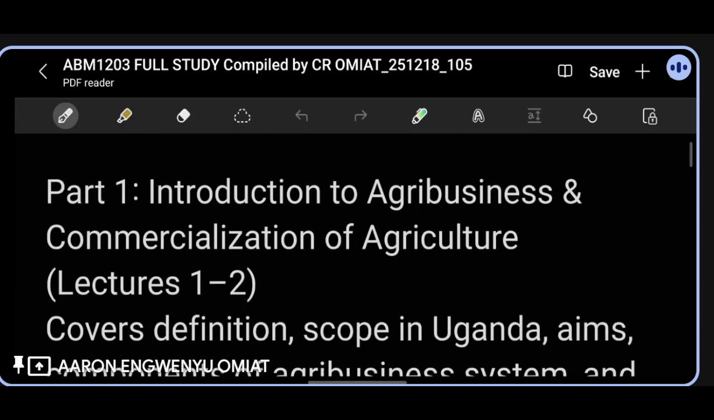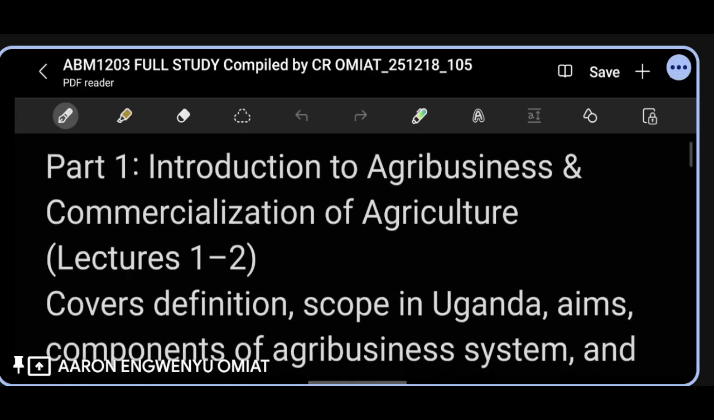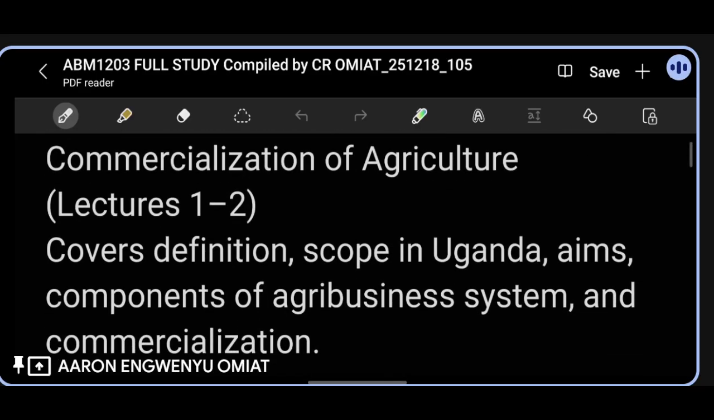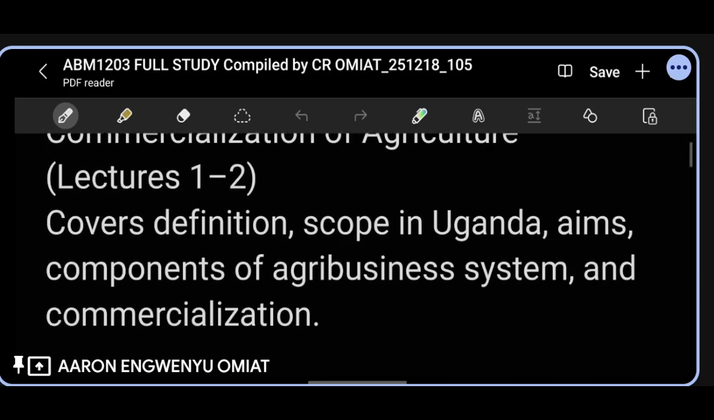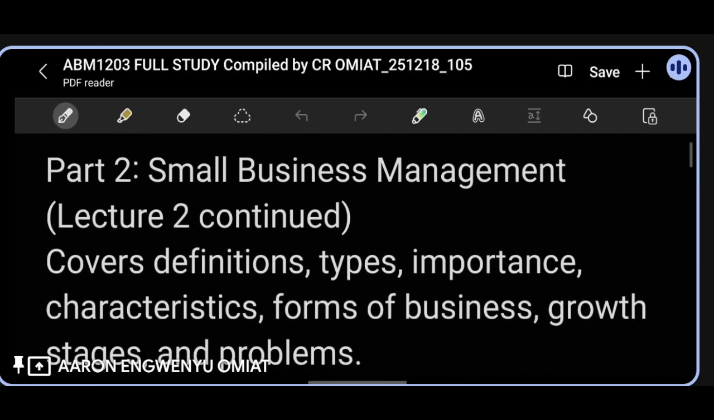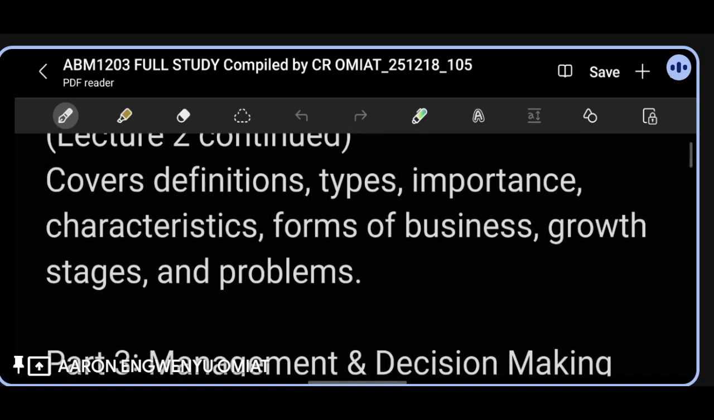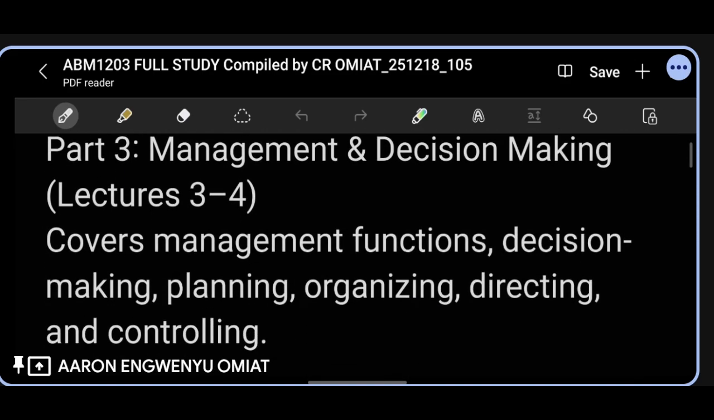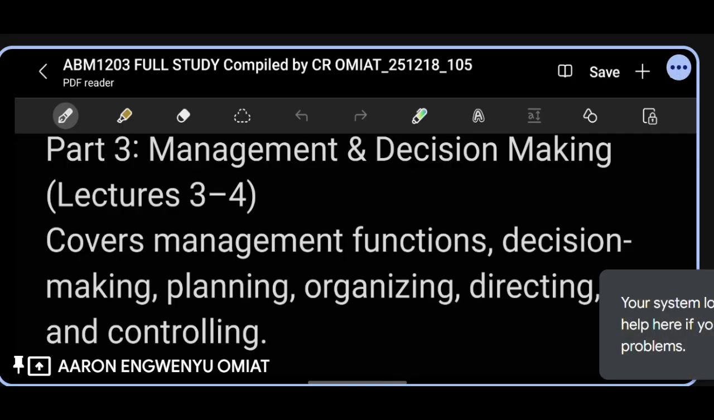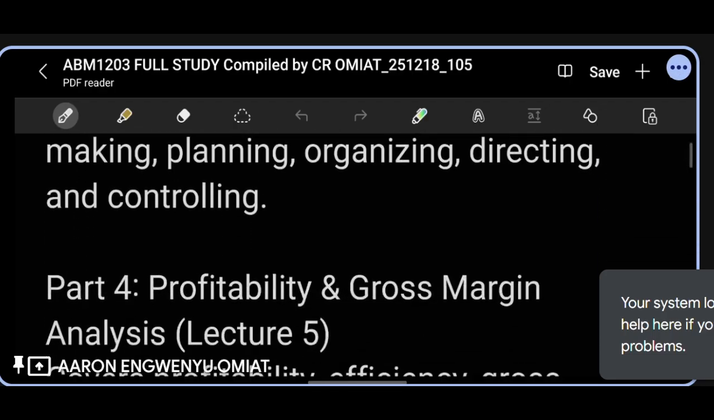for our course, the first part is the introduction to agribusiness and commercialization of agriculture. This covers the definition, scope in Uganda, aims, components of agribusiness system, and commercialization. I think we have already covered this so far. Then the second part, we go on to small business management, which covers the definition, types, importance, characteristics, forms of business, growth stages, and problems. Then the third part, this is what we covered yesterday, management and decision-making. This covers management functions, decision-making, planning, organizing, directing, and controlling.